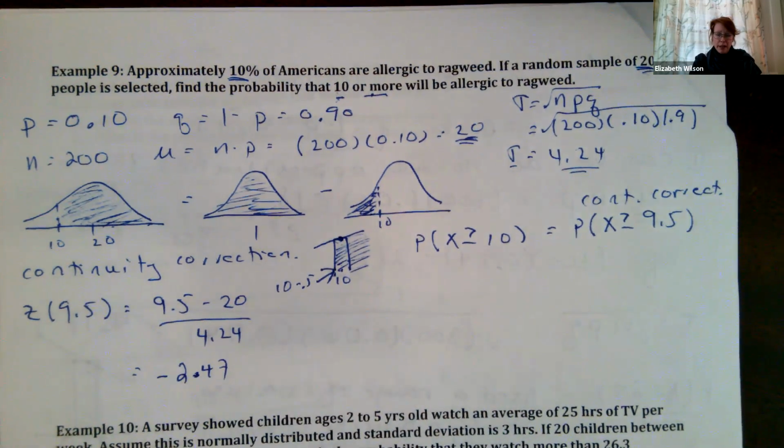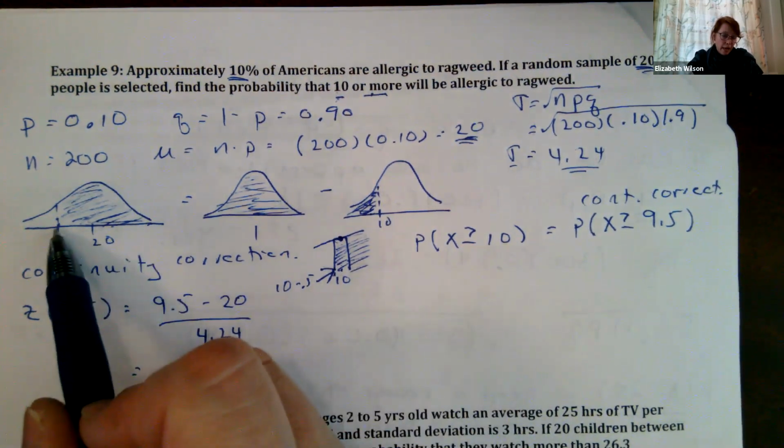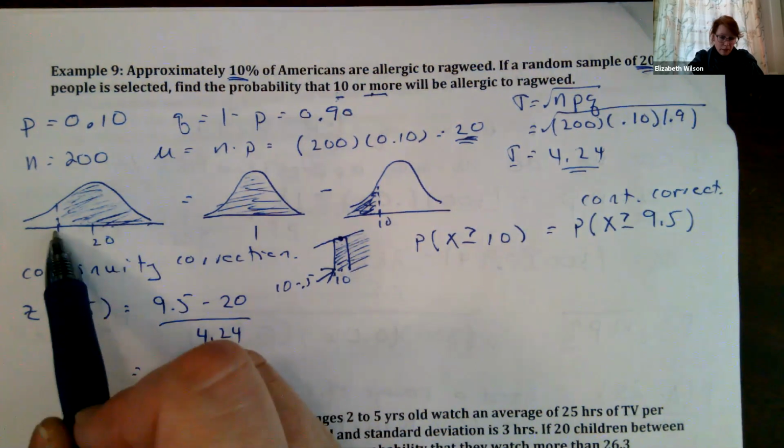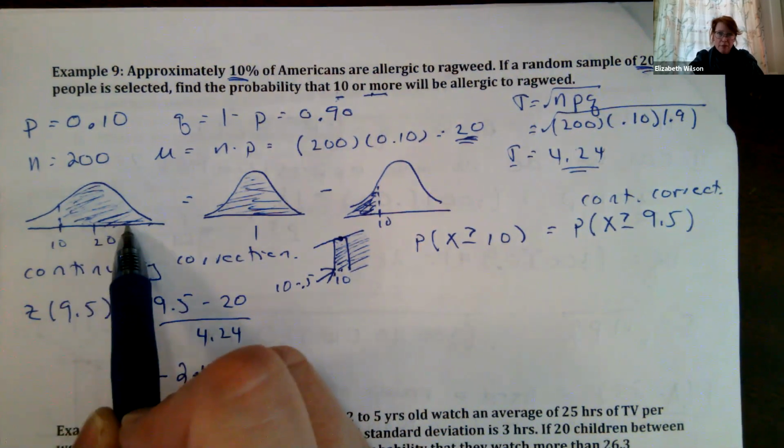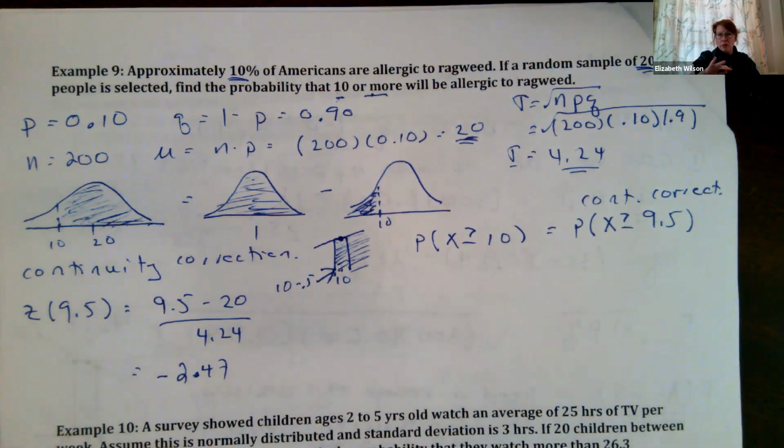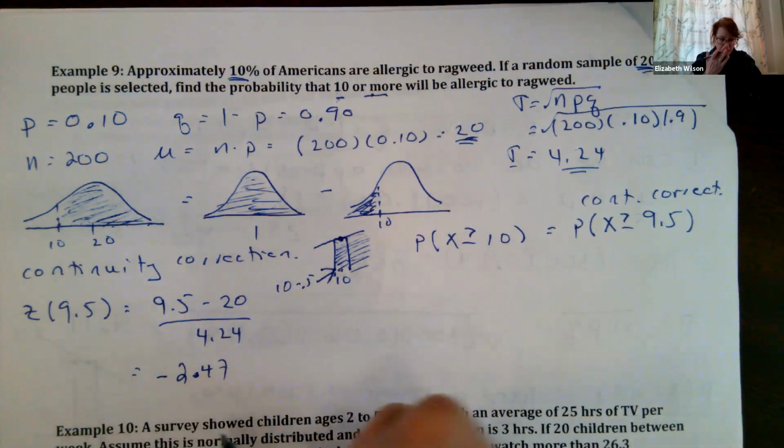The minus is totally fine. The minus just means that it's on the lower end. It's less than my mean. So I'm over here. If my value was greater than my mean, then I would have a positive z value. So the negative just tells me which side of the normal curve I'm sitting on. So minus 2.47, that's the z value.